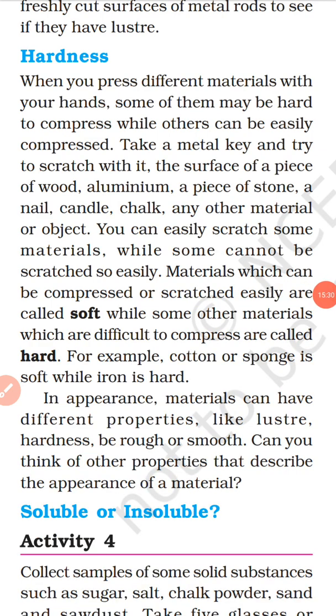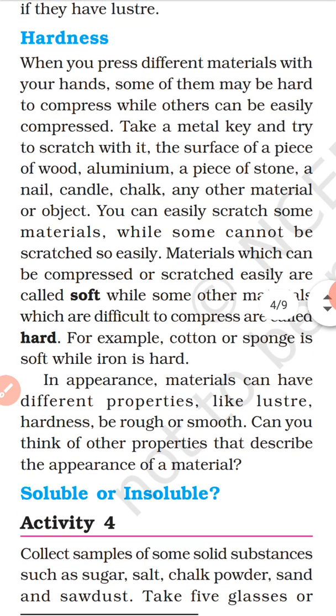Hardness. When you press different materials with your hands, some of them may be hard to compress, while others can be easily compressed. Take a metal key and try to scratch with it the surface of a piece of wood, aluminum, a piece of stone, a nail, candle, chalk, any other material or object. You can easily scratch some materials while some cannot be scratched so easily.